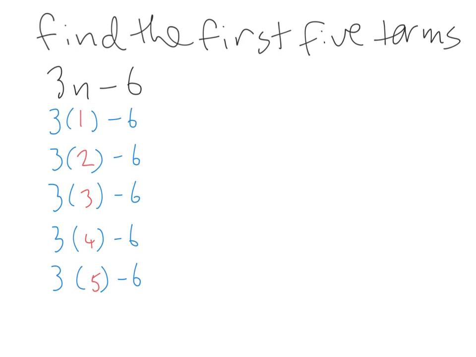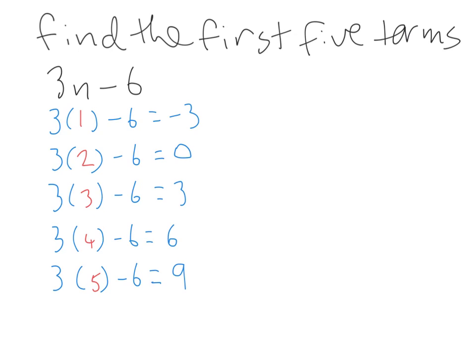Okay, so 3 times 1 is 3, minus 6 is going to be minus 3. 3 times 2 is 6, minus 6 is going to be 0. 3 times 3 is 9, minus 6 is 3. 3 times 4 is 12, minus 6 is 6. And 3 times 5 is 15, minus 6 is 9.